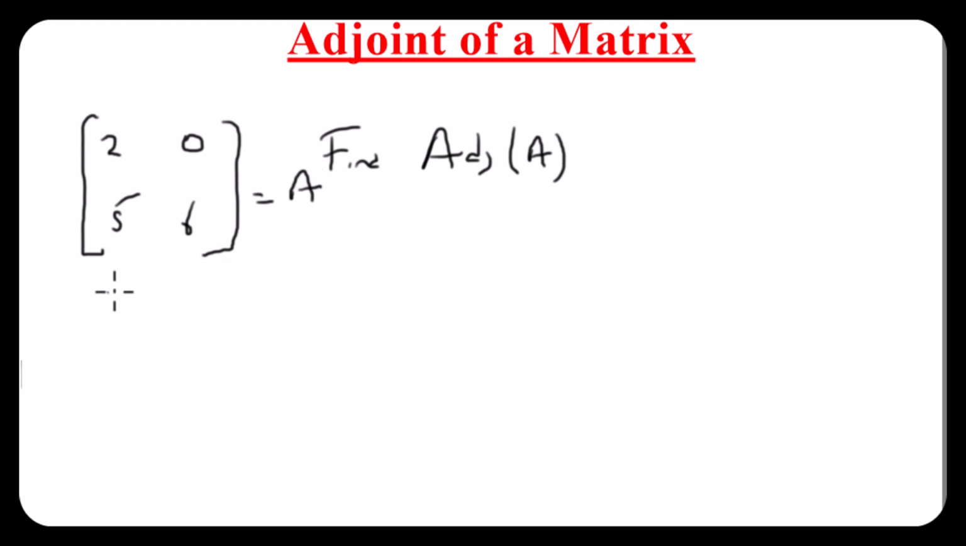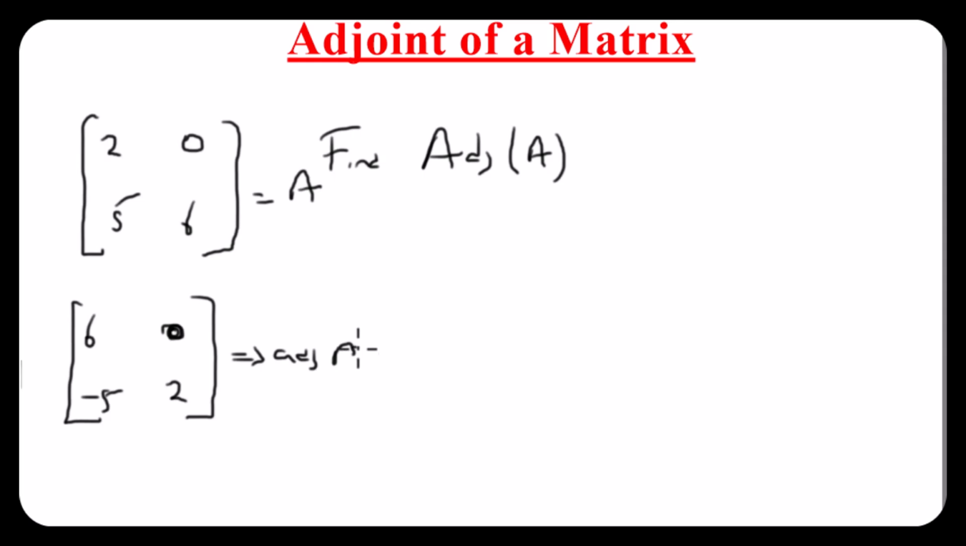Okay, so using the short method, we already said we would just swap the leading diagonal. So this becomes 6 2, and leave this one constant but negate it, so -5, and then 0, because 0 has no negation. So this will be our adjoint, but let's go through the long process and see whether we arrive at the same answer.